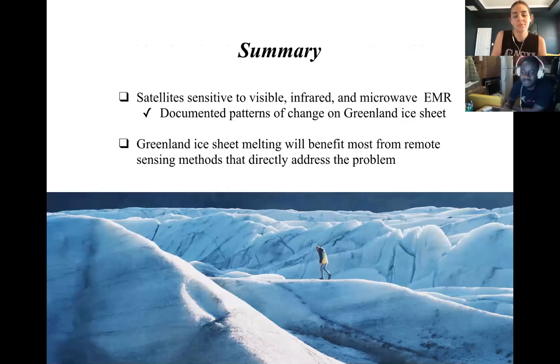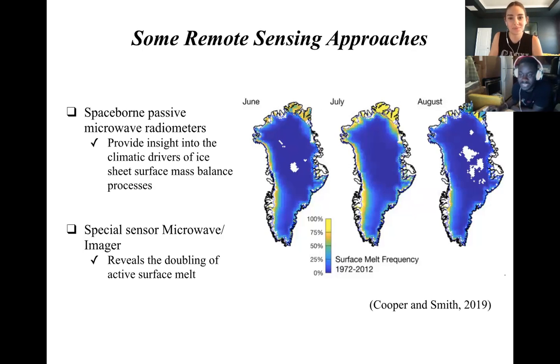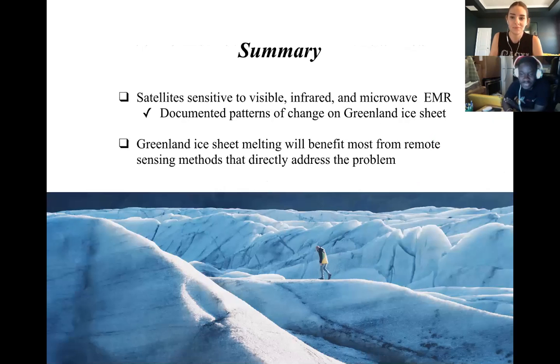So data that has been obtained from the use of these methods also suggests that the area of the active surface melt over the Greenland ice sheets has approximately doubled since the early 1990s, with a trend of 40,000 square kilometers every year. So in summary, what we are saying is that Earth observing satellites that are sensitive to visible, infrared and microwave electromagnetic radiation have documented the patterns of change of the Greenland ice sheet melting.